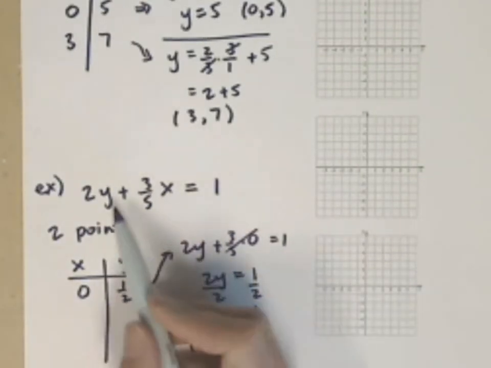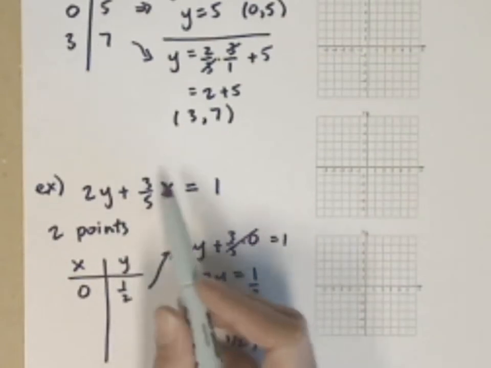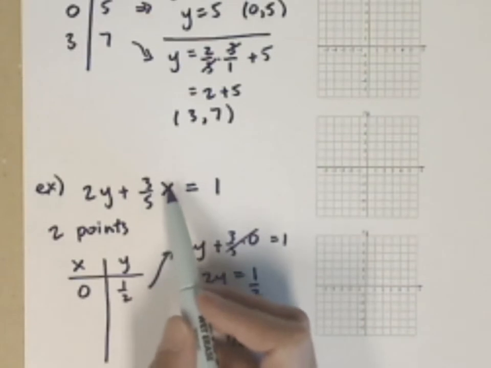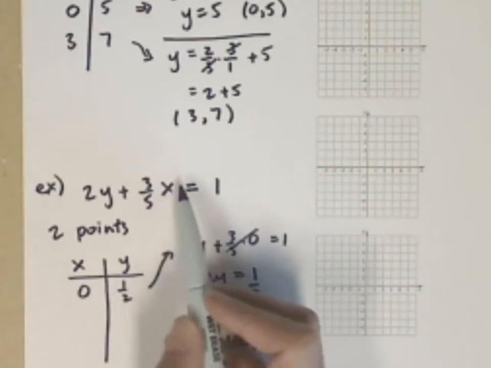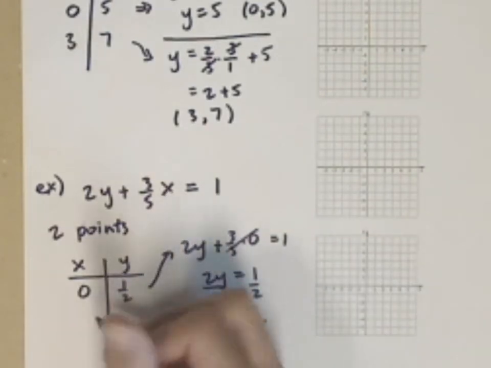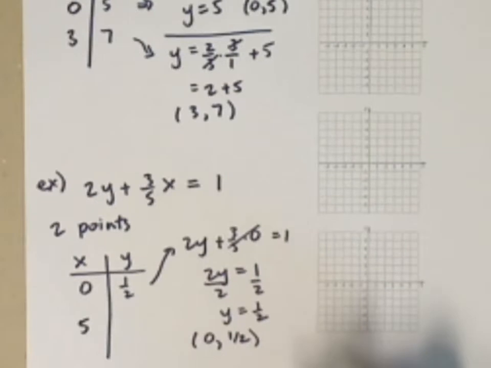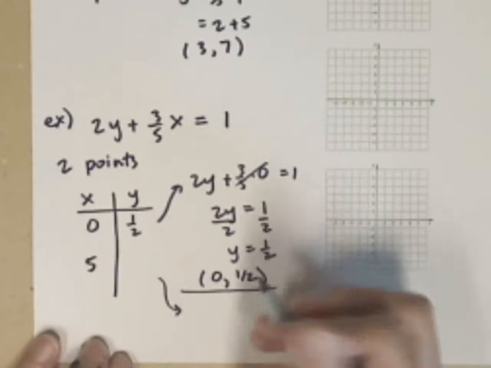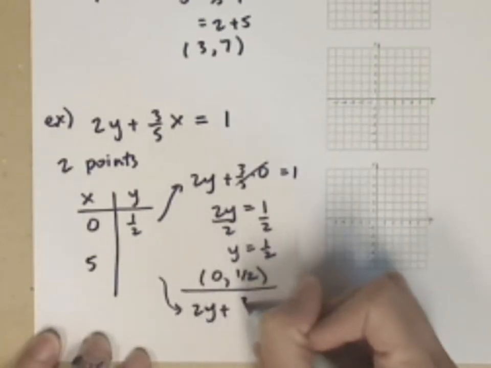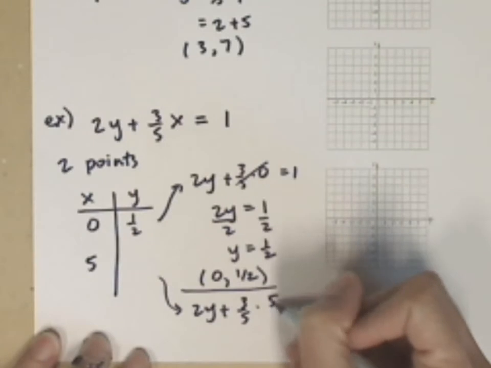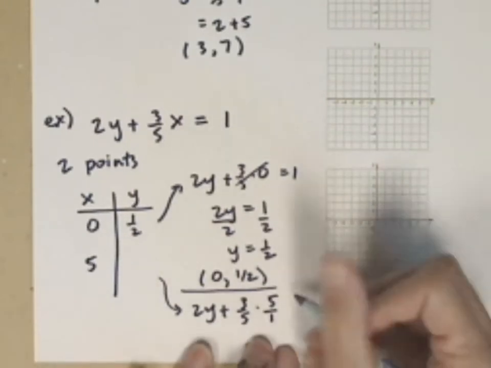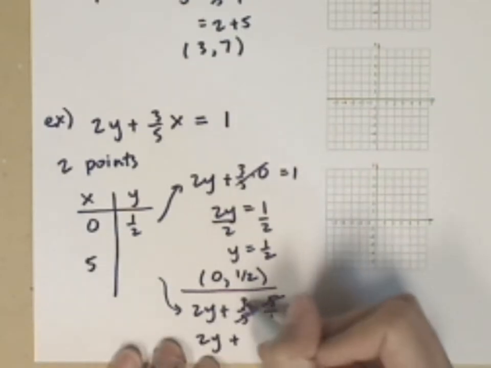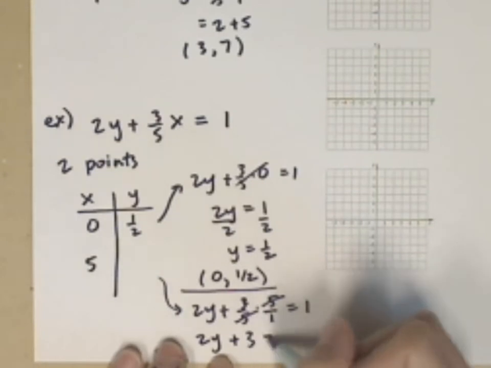To find a second point, I could let y be 0 here, but that's going to leave me with a fraction, which would be fine, but I'm going to use that trick that we used last time, and I'm going to let x be the same as the denominator. That's going to allow me to cancel that off. So let's let x be 5. If I let x be 5, I'll do my work down here. My equation says 2y plus 3/5 times x, which is 5, make that over 1, equals 1. Cancel your 5's, and we have 2y plus 3 over 1, or 3, equals 1.